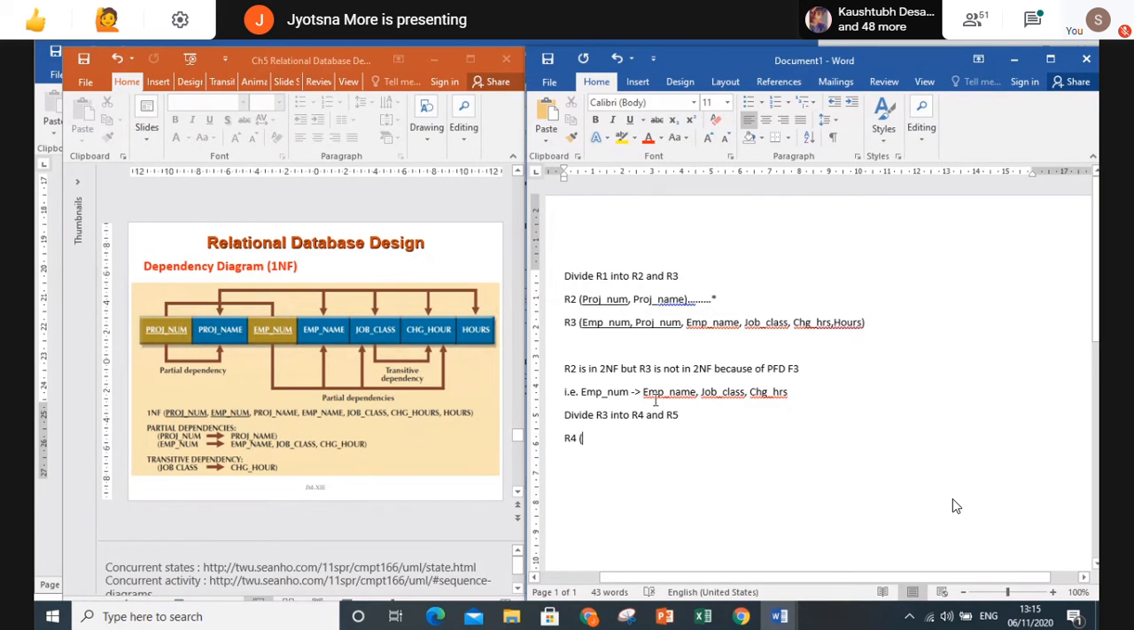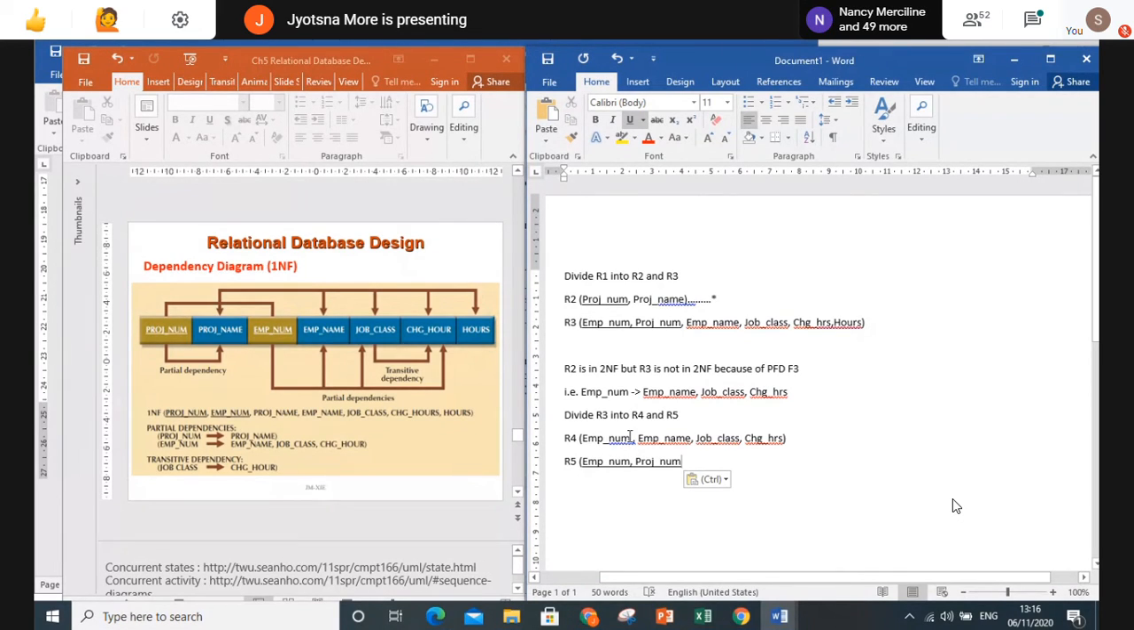So based on that, what we have to put: this employee number is determining something, right? So that we will put in one relation. So we'll copy this. You people write down. This will be in one relation. R5 will be, now from this R3, employee number and project number were the primary key. So we'll keep them as they are. Will not break them. So here I am taking this.